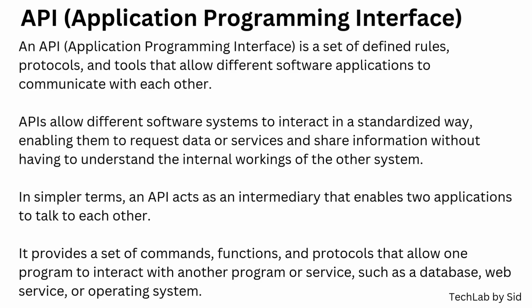In simpler terms, an API acts as an intermediary that enables two applications to talk to each other. It provides a set of commands, functions, and protocols that allow one program to interact with another program or service, such as a database, web service, or operating system.